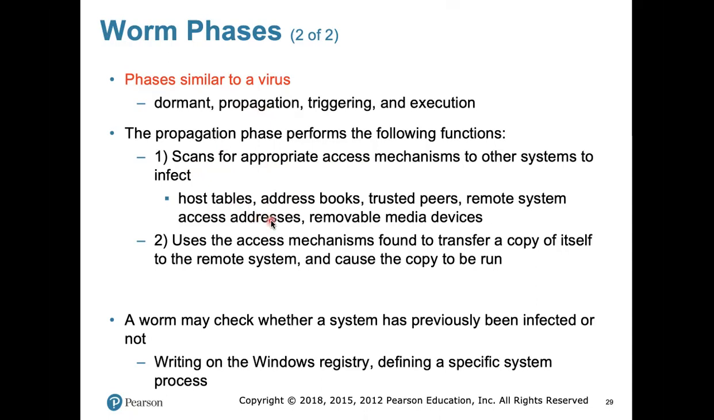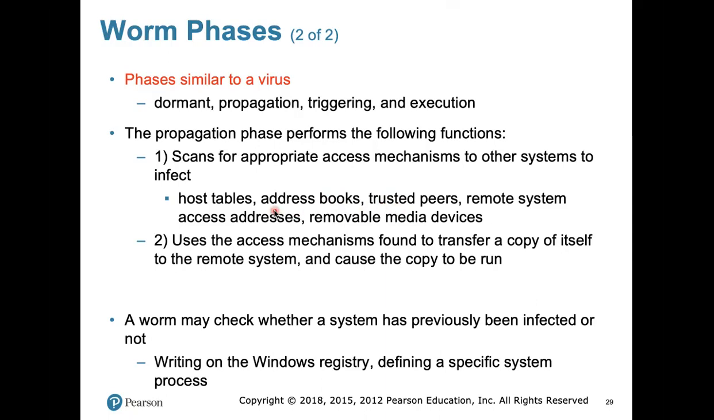These are a list of vulnerabilities or exploits that the worm may use. Tables of hosts or host tables, address books that you have in your email or whatever portion of your computer, trusted peers, who are the trusted peers over the network, remote system access addresses, removable media devices, and many other things. I have listed, of course, a few of them here, but this list is infinite, in fact, because, like I said, one feature of modern or state-of-the-art worms is that they should be seeking vulnerabilities that no one is aware of.